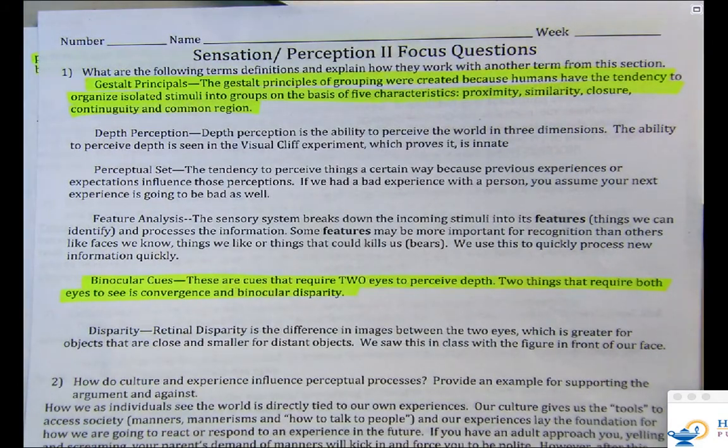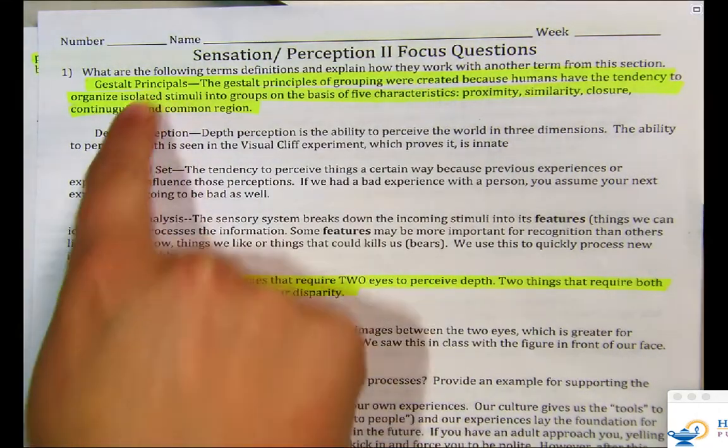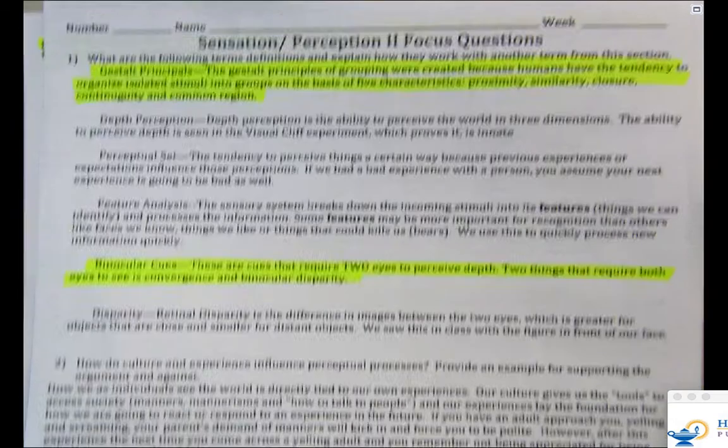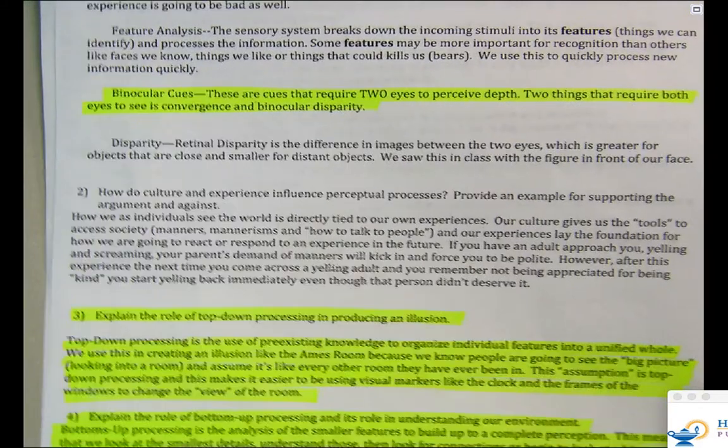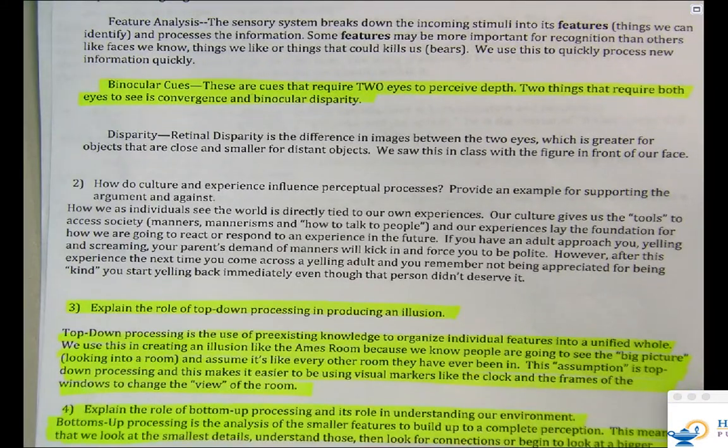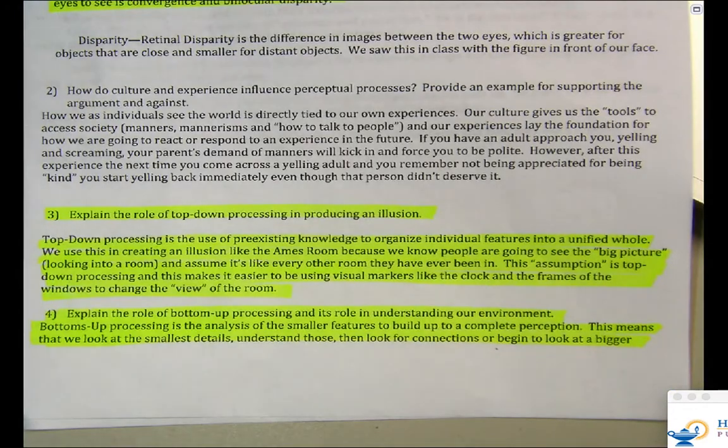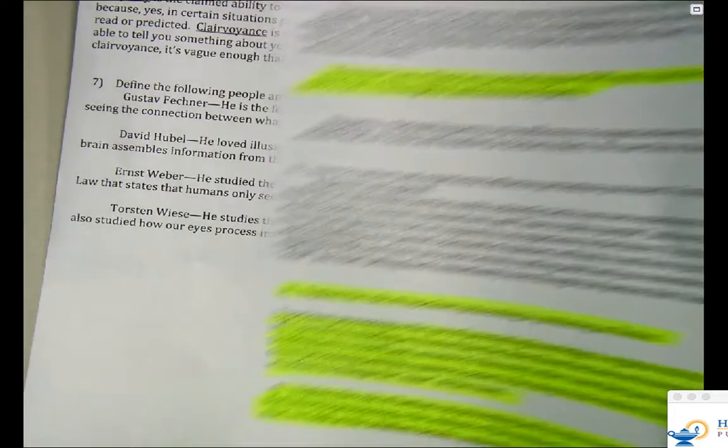Real life. So, all right, Gestalt principles you need highlighted. Binocular cues you need highlighted. You need 3 and 4. And that's it.